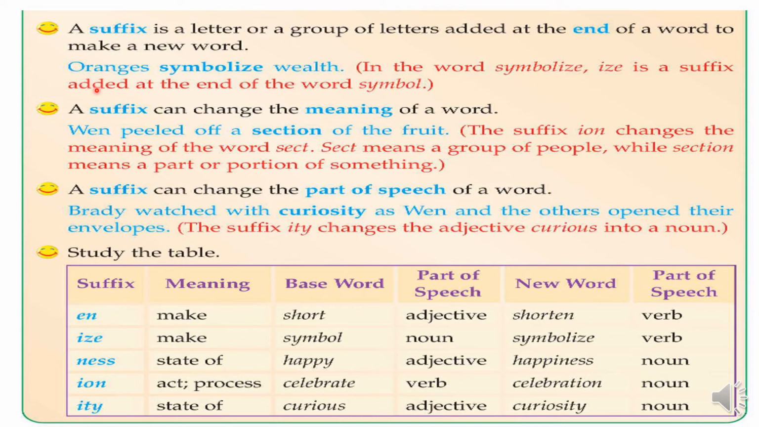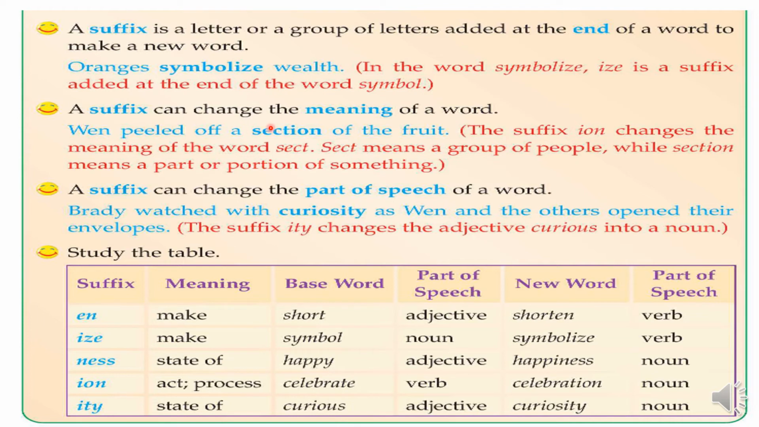Remember that a suffix is a letter or a group of letters added at the end of a word to make a new word. Oranges symbolize wealth. In the word symbolize, the set of letters IZE is a suffix added at the end of the word symbol. And remember that the suffix IZE means to make. So symbolize means to make a symbol.